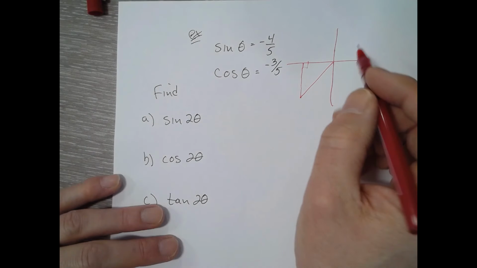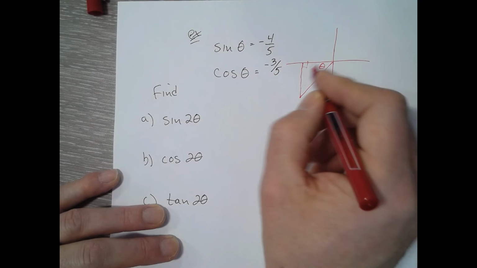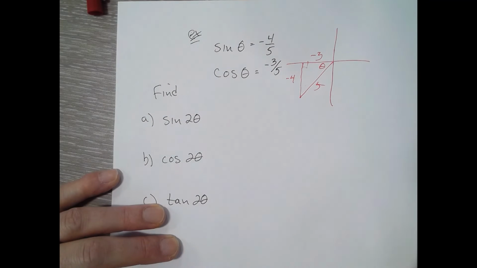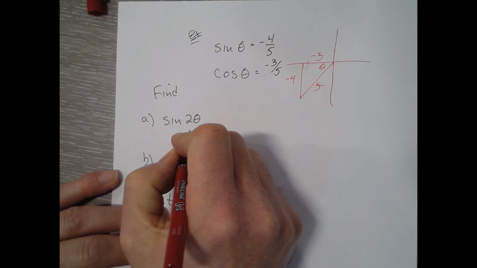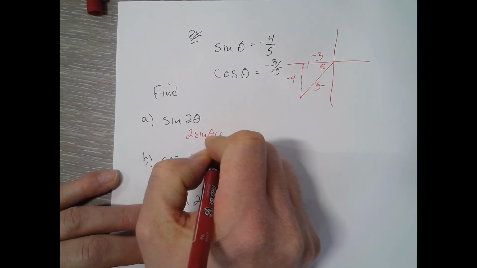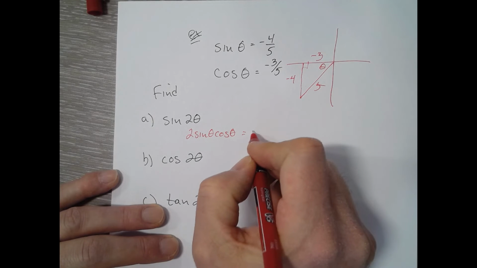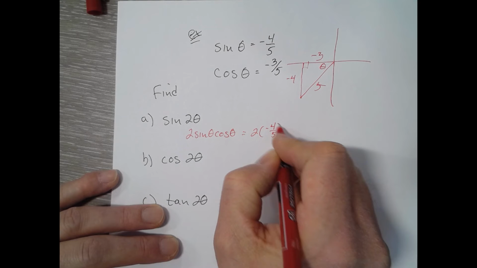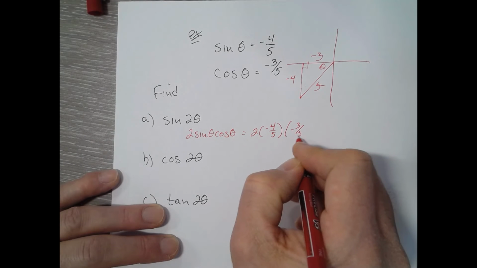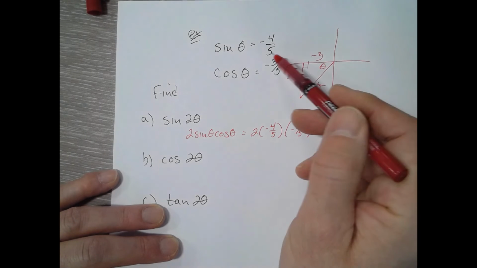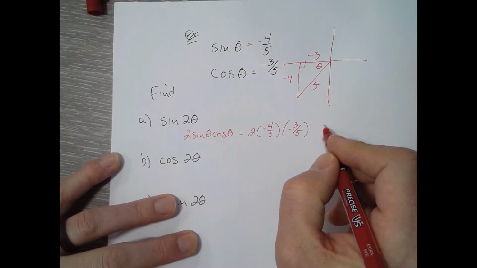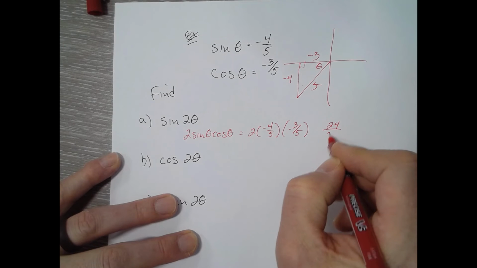So sine of theta right there is negative 4/5, and the cosine is negative 3/5. So sine of 2 theta we know is 2 sine theta cosine theta. It's 2 times sine of theta, which is negative 4/5, times cosine, which is negative 3/5. We didn't even need to draw the triangle because sine of theta and cosine of theta are given to us. So let's see, 24 over 25?